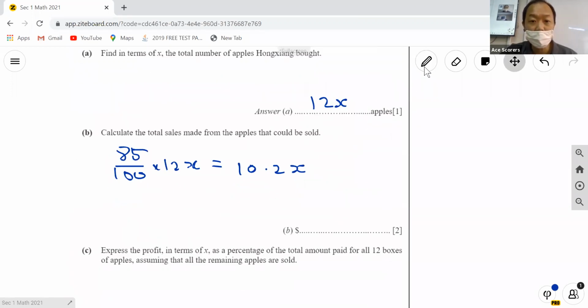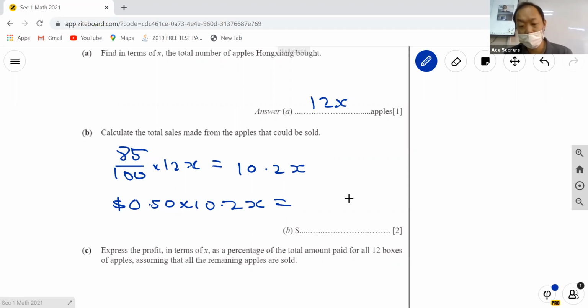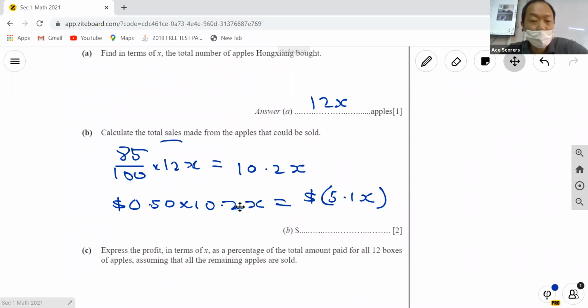So if they are 50 cents each, and this is the number of apples, to find the total sales, you take 50 cents, which is $0.5, times 10.2x. That will be equal to 0.5 times 10.2x, so it's $5.1x. So that's the total sales. Because each apple is 50 cents, you have 10.2x, so you get 5.1x. Money back. Next one.